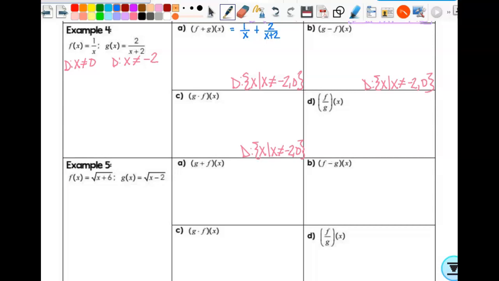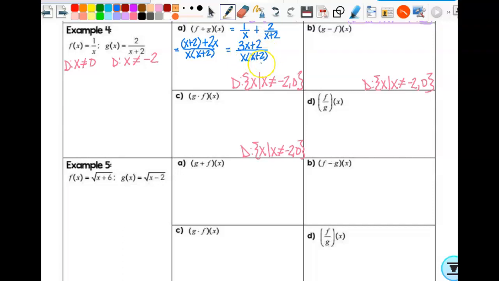Okay? So we need a common denominator. To get a common denominator here, I'm just going to multiply the two denominators together, so I get x times x plus 2. That means that this fraction had to get multiplied by x plus 2 over x plus 2, so this 1 becomes x plus 2. And then this fraction had to get multiplied by x over x, so I add to that 2x. So that gives me, in the numerator, 3x plus 2 over x times x plus 2.